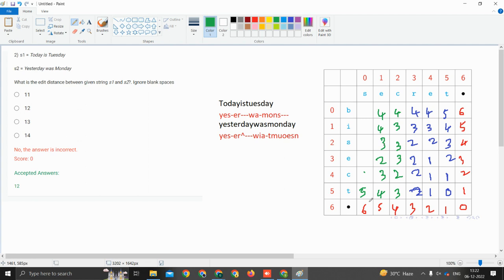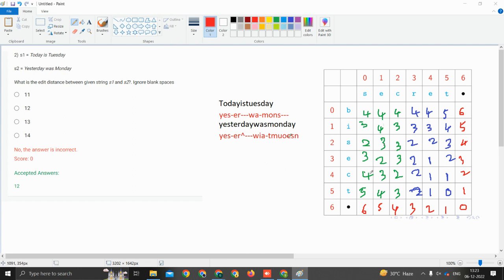Okay. This is the 0 and least. Least is 3. Yeah, 4. Correct. Bottom 3. Okay. 3, 2, because S and S matches. It will be the diagonal one. Then 3 and 4. So this is how we fill it.